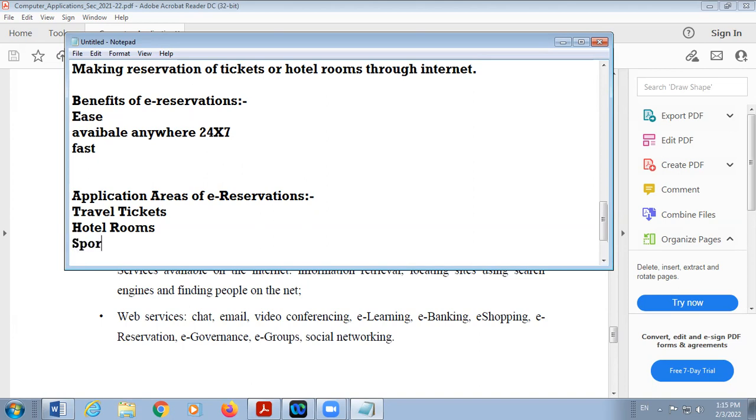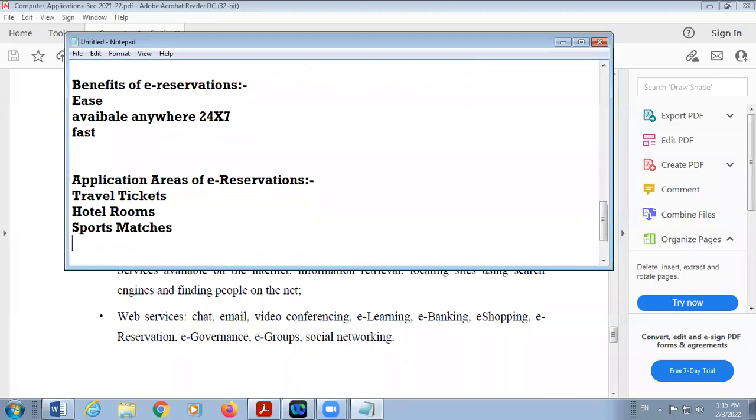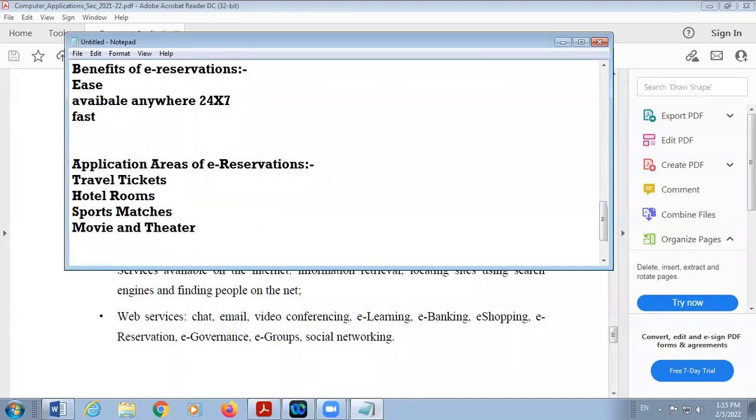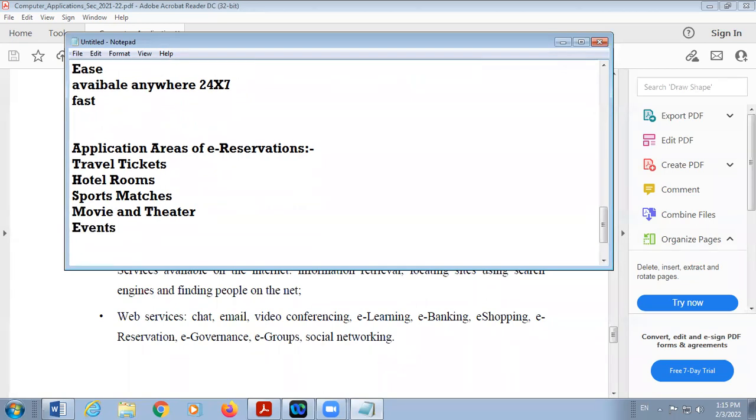Then sports matches. If you want to purchase a ticket for a sports match, you can do it by using e-reservation. Movie and theater tickets, you can buy. Events. Like any type of event, you can make the reservation by using e-reservation.